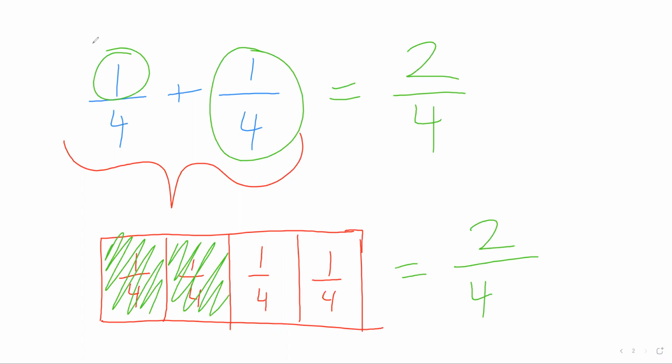Of course, let's try a few more out. Let's play around with this. Next, we just did fourths. Why don't we do sixths? Let's say I have 3/6, and I'm going to add 2/6.